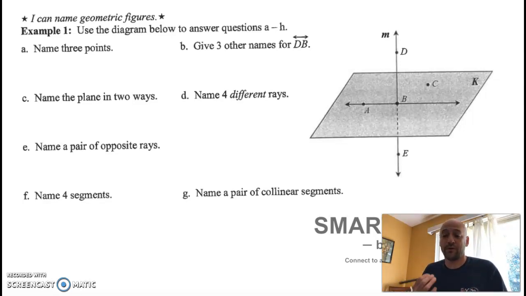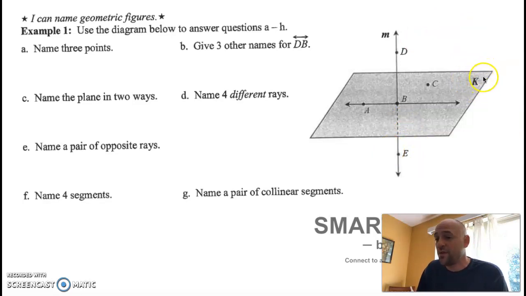Anytime you name a point, capital letter. If it's a line, use that double arrow. If it's a ray, starts at one, use the arrow going in one direction. When we name a plane, use those three non-collinear points. So, looking at this picture over here, name 3 points. Well, you can name any of them. You got point A, point B, point C, point D, point E. Those are all points.